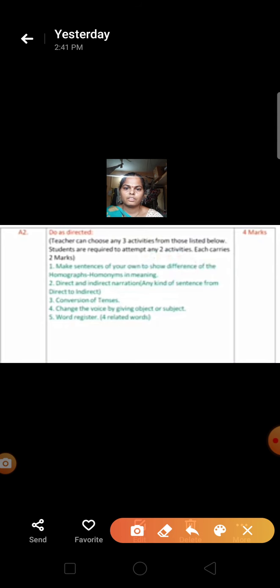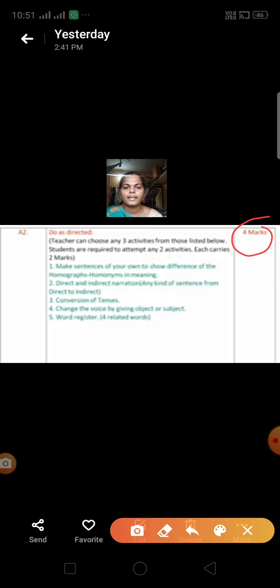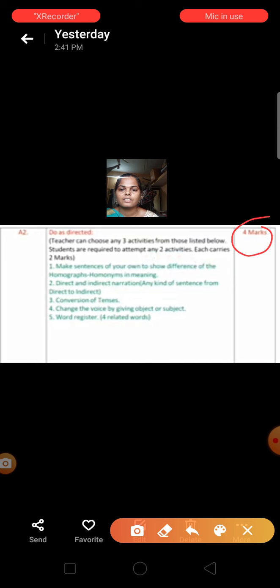See, question number 2 is do as directed and it is also for 4 marks. So you have in this question 5 activities and you have to solve any 2 activities from this, okay. One activity is for 2 marks, so 2 activities are for 4 marks. Understood? So let's see which activities are here.